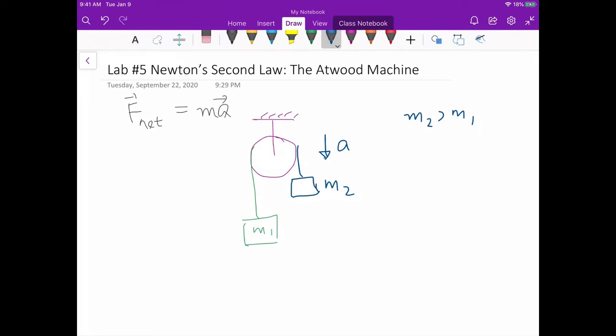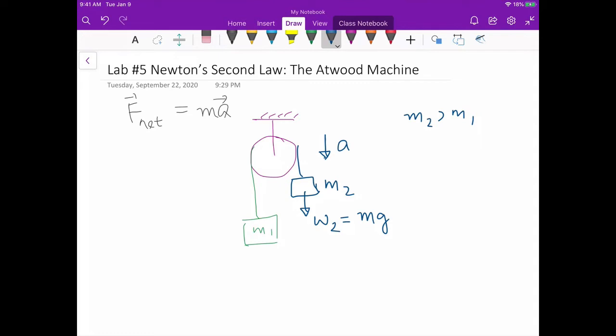Okay, why does it start to accelerate? The reason is that mass 2 is going to apply a force in this direction like this. That force comes directly from the weight of mass 2. And as you know, weight is defined as mass times gravity.